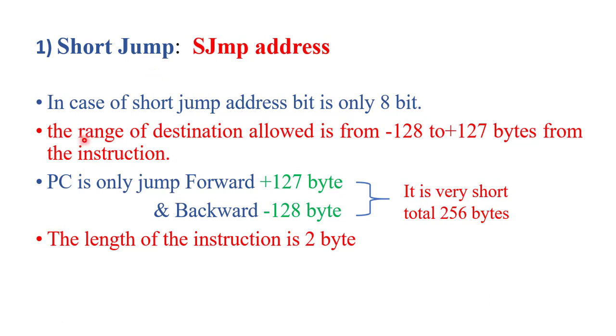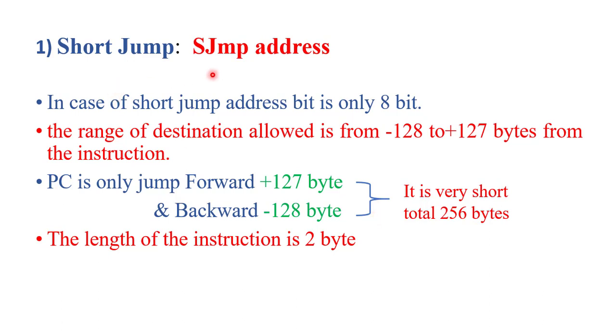So here I write the range of destination allowed is from -128 to +127 bytes from the instruction, or we can say that the program counter jumps in the forward direction 0 to +127 bytes, or in the backward direction -1 to -128 bytes. So the total is 256 bytes. It is a very short range, so that is why it is called short jump. Suppose we want to load the content of the program counter with an address beyond this range, then we cannot go for the short jump. In that case, we use absolute jump.